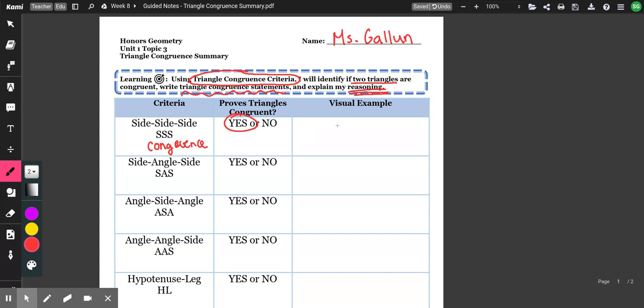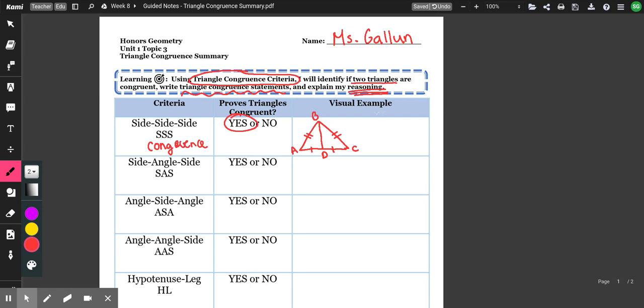If I wanted to draw a visual example, you know what? I'm going to get pretty creative here. I'm going to try to make this not challenging, but I want to use some of the things that I've learned. So hopefully you can see my two triangles. I'll label it A, B, C, and D. So I have a triangle right here, ABD, and I have a triangle right here, CBD. I'm going to go ahead and mark this and this congruent and this congruent.